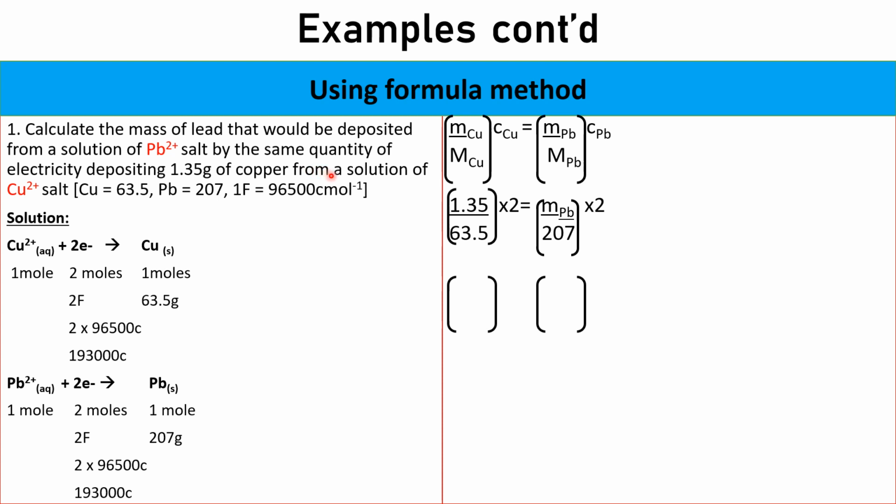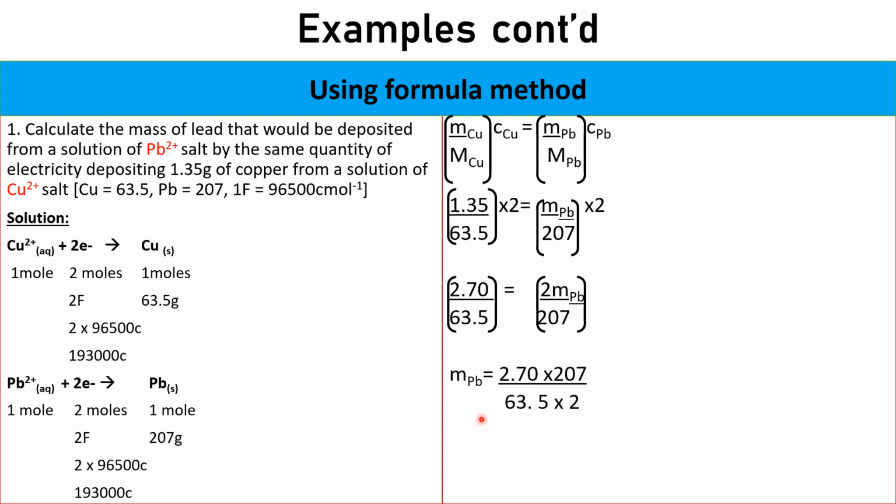Mass of copper has been given in the question to be 1.35, and the charge on the ion of copper has been given here to be 2. Atomic mass of copper has been given in the question to be 63.5. So by the time you put them together, you have this. Mass of lead is what we are asked to find in the question. This is it, we have to calculate the mass of lead. But the atomic mass of lead has been given to be 207. Charge on the ion of lead, from the equation you can see, is 2. It is a divalent metal. So by the time you put this together, 1.35 times 2 will give you 2.70 divided by 63.5, and MPb times 2 will give you 2 MPb divided by 207.